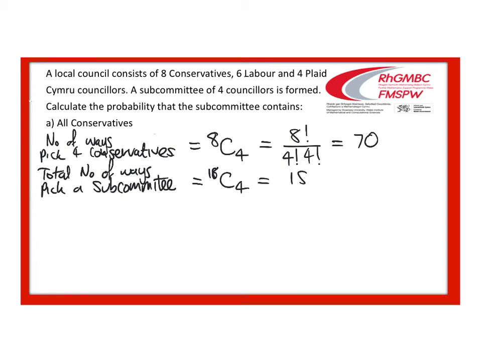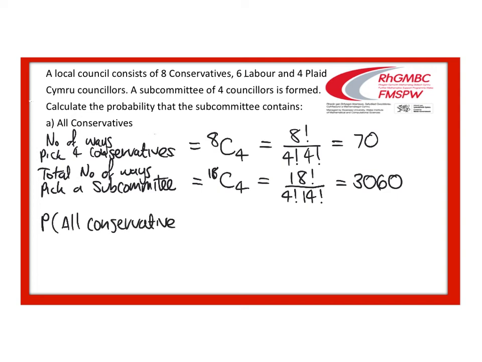So we're going to get 18 factorial over the number of people we picked, which is 4 factorial, and then 18 take away the 4 gives me 14 factorial. And when you calculate that, again, I use a calculator just for time at this point, we're going to get 3060. So the probability of all Conservatives will in fact be 70 over 3060, which you can actually cancel to 7 over 306.